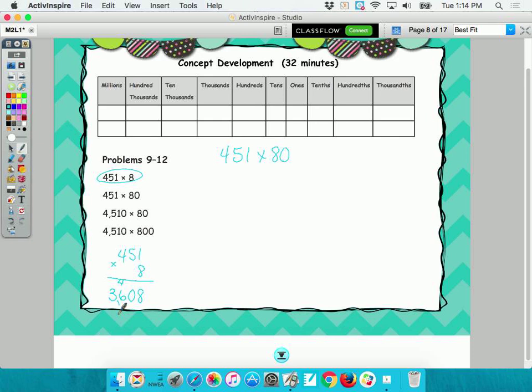Let's go ahead and do this problem. Okay, so you ready? 451 what? Ones. 8 what? 10. And then we'll get an answer here in a minute.